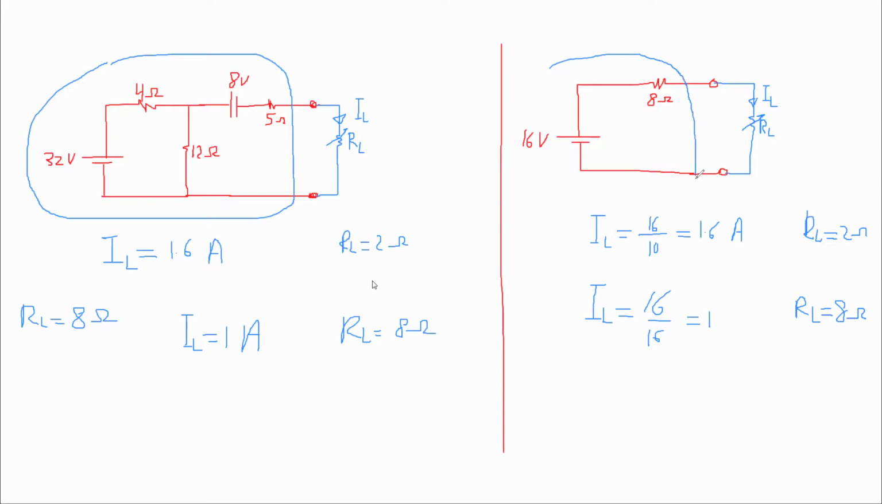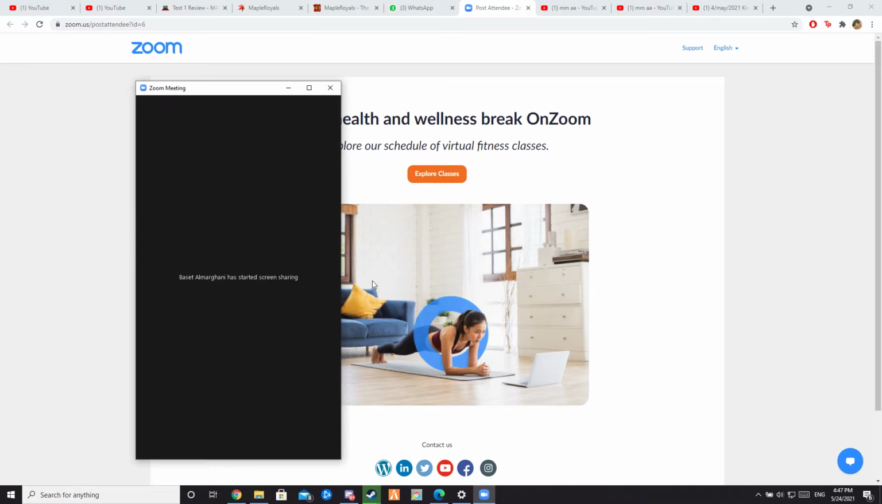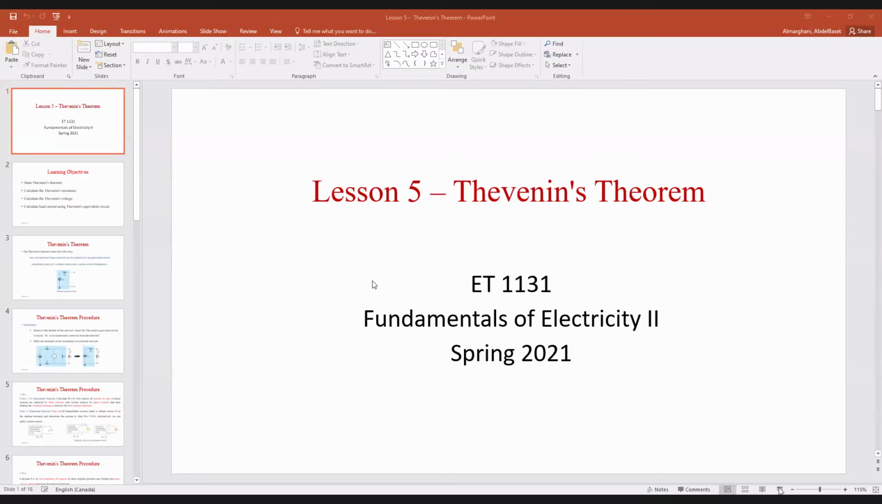Okay, so I'm going to continue and go to the lecture. This lesson is another circuit analysis, so it will need practice.